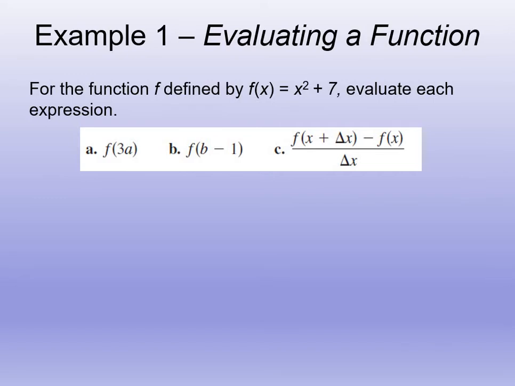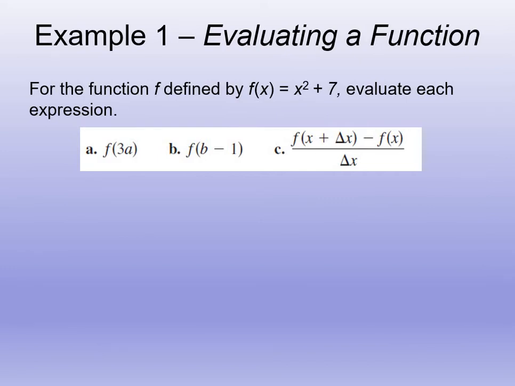Okay, so you got to be very careful how we write this out. So for the first one, when we have a, we're going to write f of 3a, which means everywhere there's an x, so we're looking at the equation f of x equals x squared plus 7. Everywhere there's an x, we're going to replace that with a 3a. So that's going to become 3a squared plus 7.